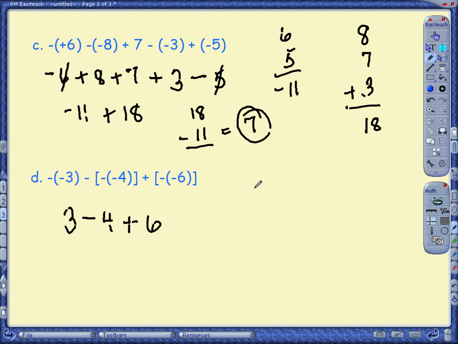I have two positives, 3 and 6. I'll add those together, and I get 9. I have 9 and negative 4. That's an old-fashioned subtraction. That means I have a positive 5. That's the end of the Lesson 7 problems.